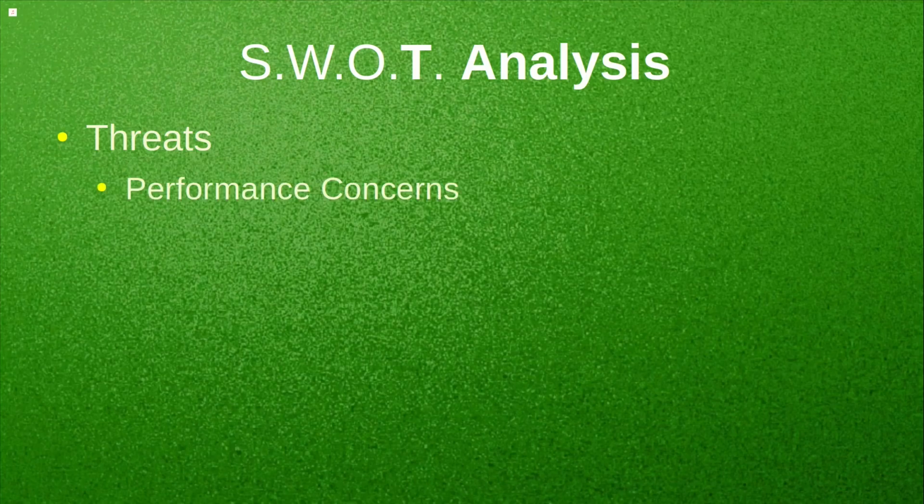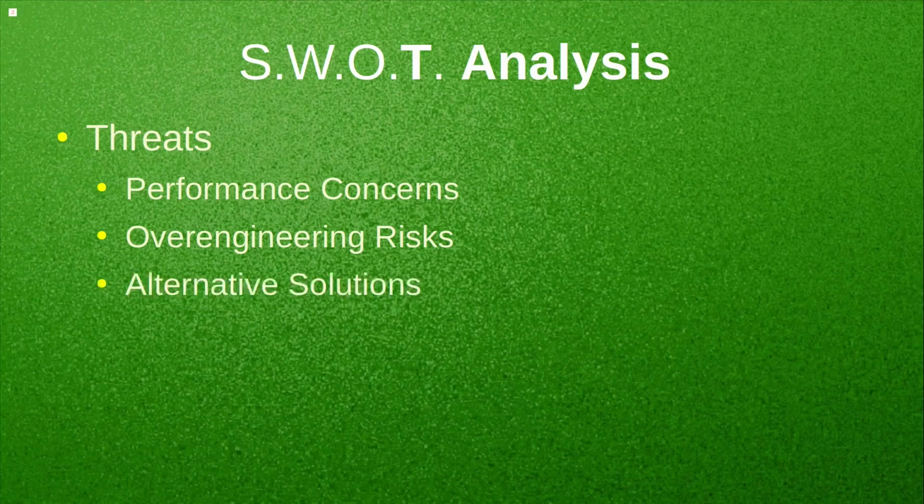T, Threats. Performance concerns: overhead from abstraction layers might affect high-performance applications. Over-engineering risk: misuse in simple scenarios can lead to unnecessary design complexity. Alternative solutions: adapter or composite might handle certain use cases more effectively.